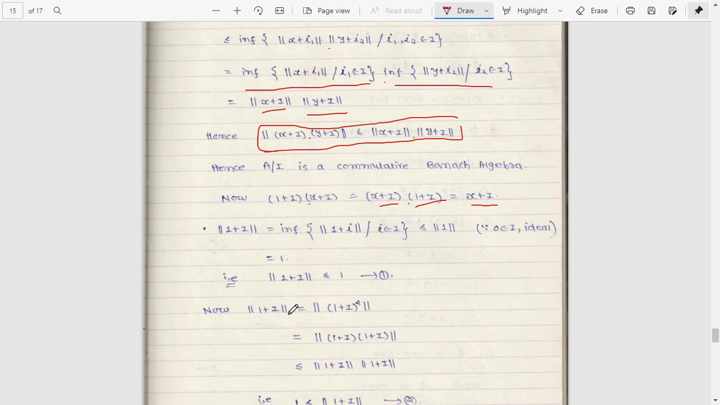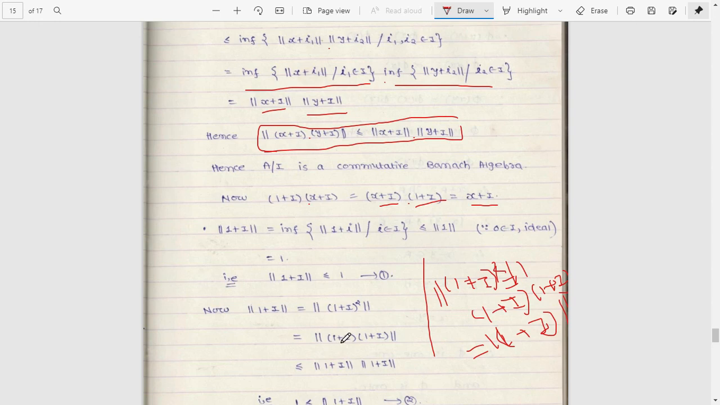Now norm of (1+I) is equal to norm of (1+I) squared, because (1+I) squared is equal to (1+I) into (1+I), and this is equal to 1 into 1 plus I. So (1+I) squared is equal to (1+I), and taking the norm on both sides, norm of (1+I) is equal to norm of (1+I) squared.